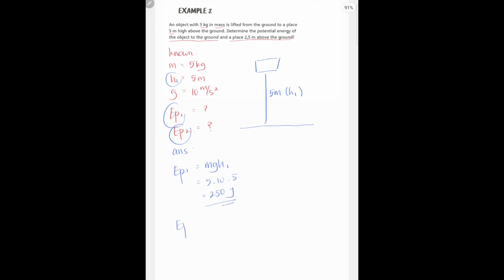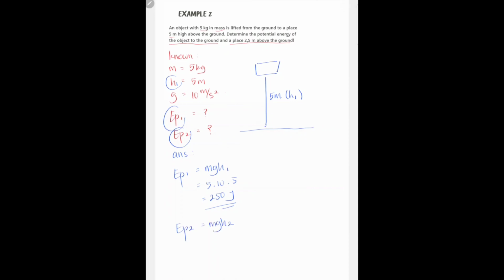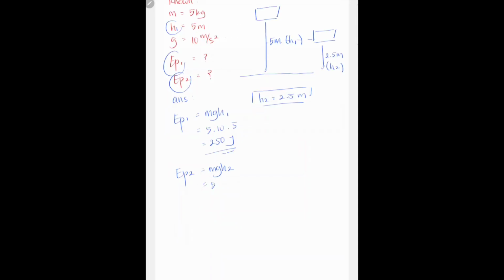For the EP2, we have mgh2. H2 comes from the information in the last sentence, which is 2.5 meters. So we can simulate that the object might have been lowered down to 2.5 meters above the ground. So this is the H2. Then it's easy work now. We can just write all the information we got to calculate the EP2, which is 125 joule. And we're done, with EP1 as 250 joule and EP2 as 125 joule.